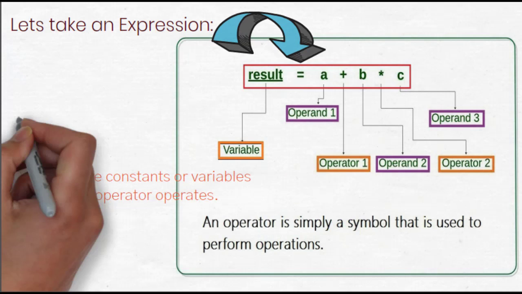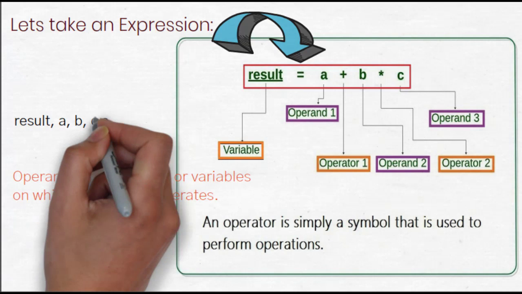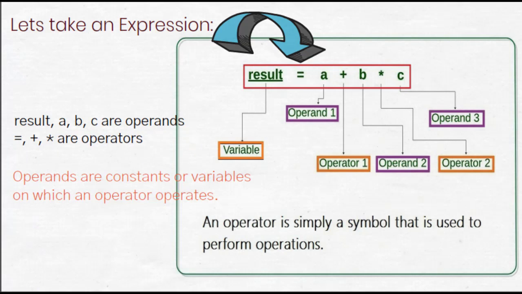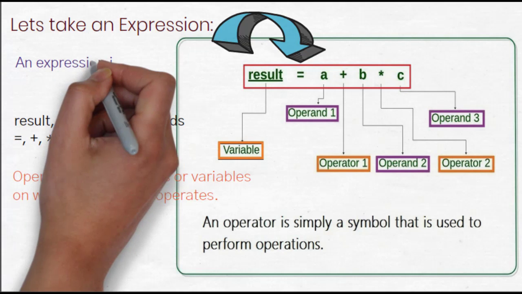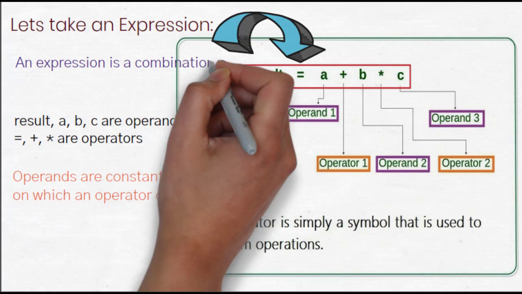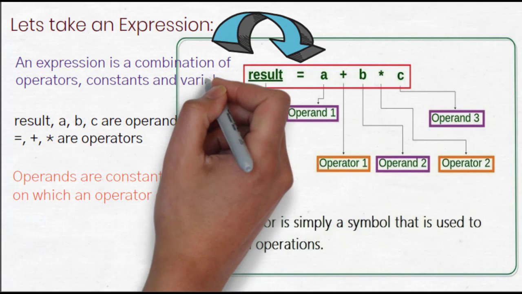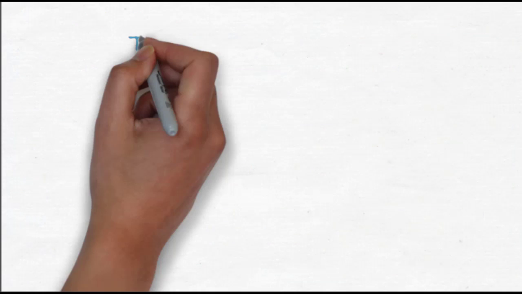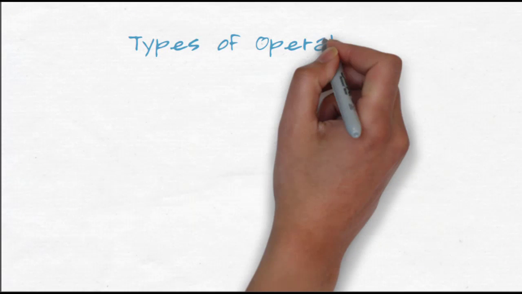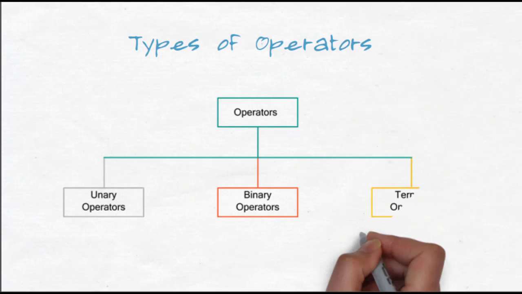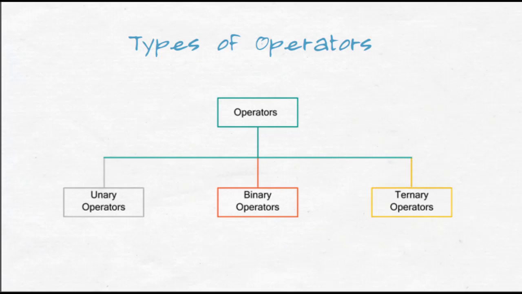Here, result, a, b, and c are operands. An expression is a combination of operators, constants, and variables. Operators are classified into three categories in C language: unary, binary, and ternary operators. Let's understand each one by one.